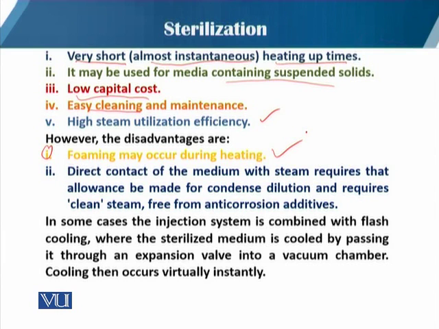When there is steam and you are directly blowing it into the medium, there is excess foaming. On the other hand, if we give the medium direct contact with the steam, there will be condensation. And then what happens? Allowance must be made for the dilution of the medium. It also requires clean steam. If we have direct contact, sometimes there are particulates or some heavy metals that can be present in the steam, so it should be free from anti-corrosive additives.